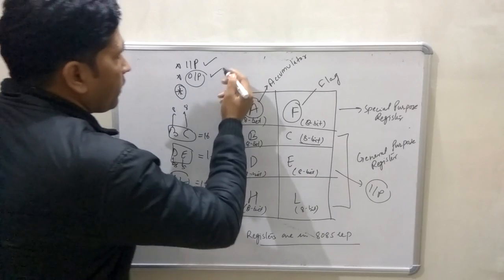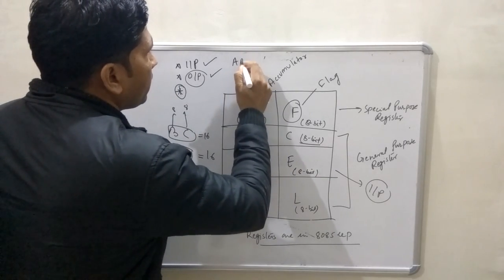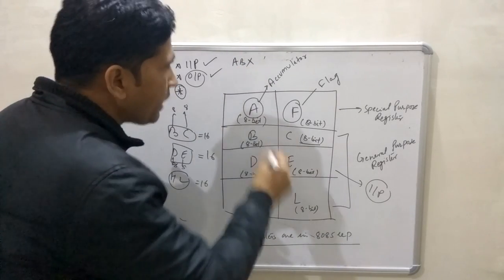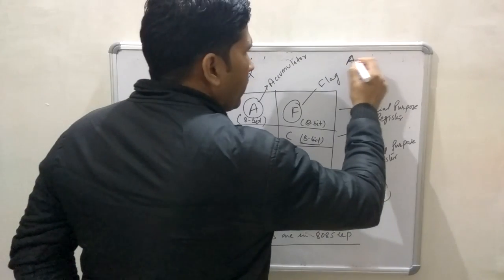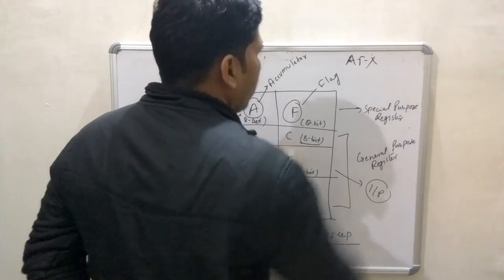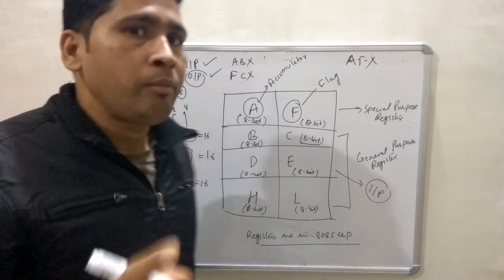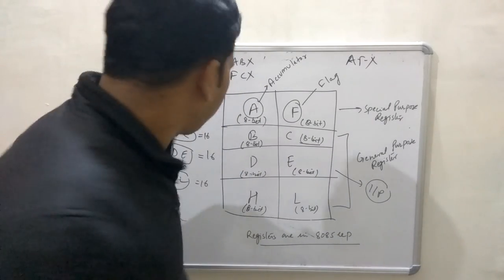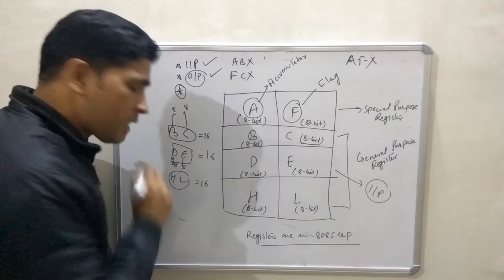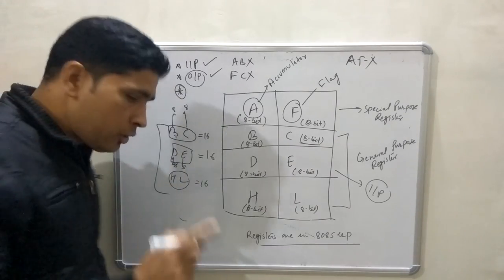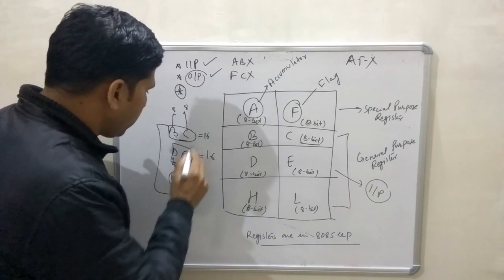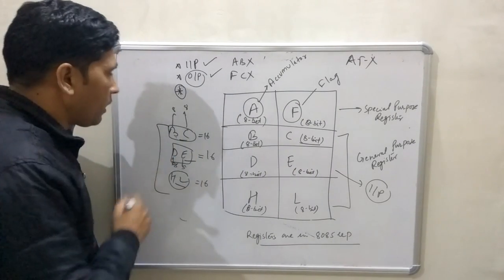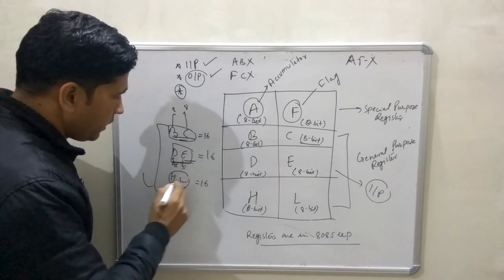If you are making a pair AB, that is wrong. If you are making a pair FC, that is wrong. If you are making a pair AF, that is wrong. So basically, there are only three predefined pairs in the 8085 microprocessor that are BC, DE, HL. If you want to work on 16 bit data, then you can use these registers as pairs. The pairs are BC, DE, HL.